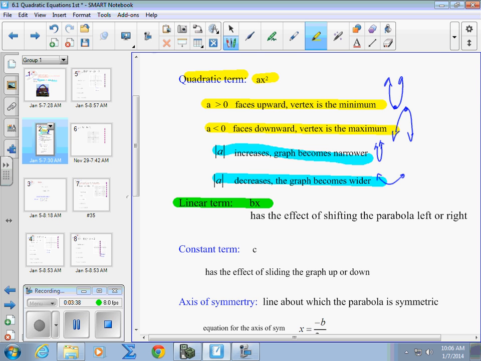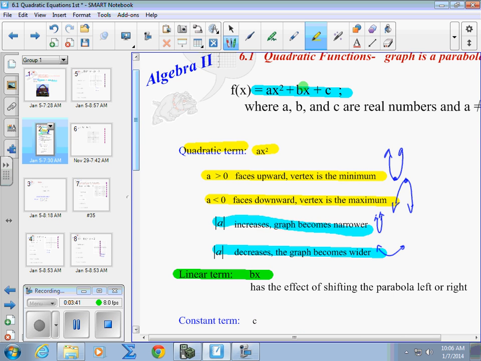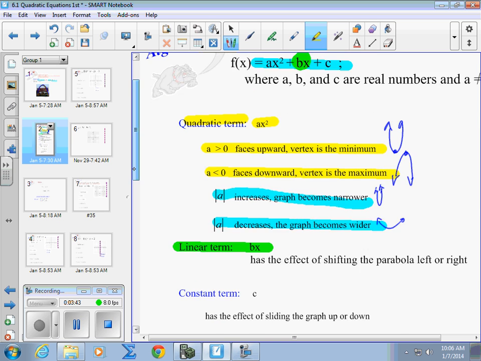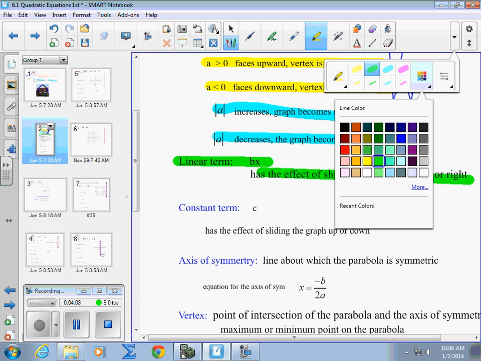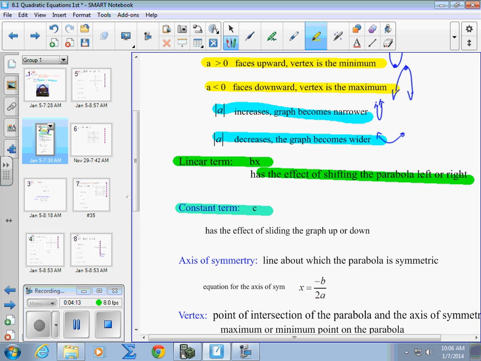The linear term bx has the effect of shifting the parabola left or right. C is a constant term. It has the effect of shifting the curve up or down.